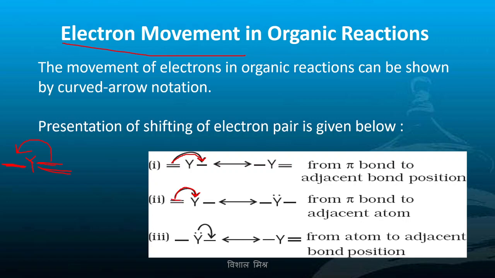One bond consists of two electrons. These two electrons, you can see here, came here. Then once again these two electrons can go here and form another bond in this way. This means the double bond can move, but the single bond cannot move. A single bond is fixed, it cannot move from its position.